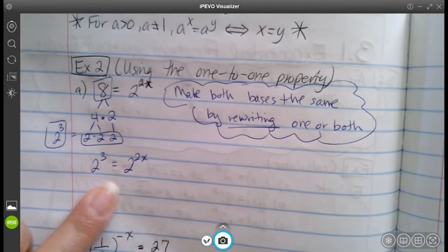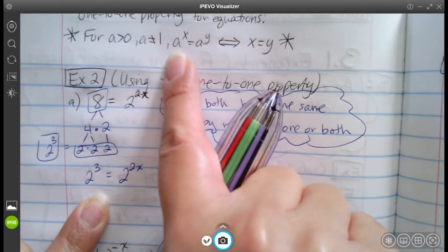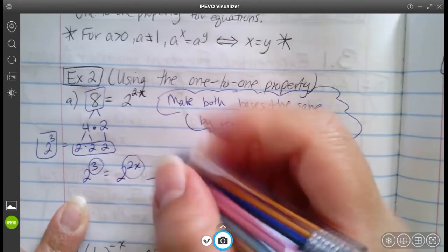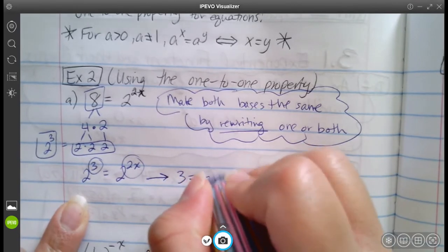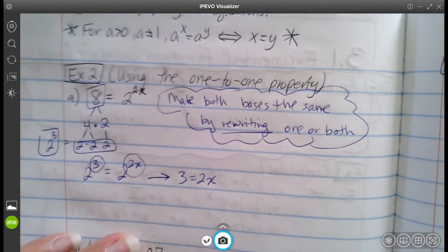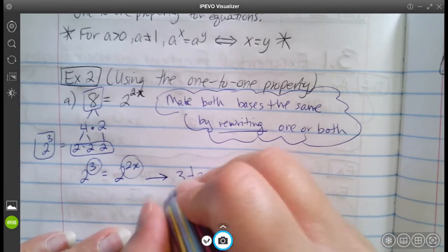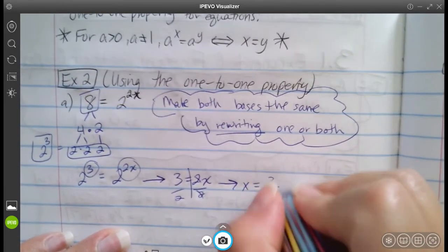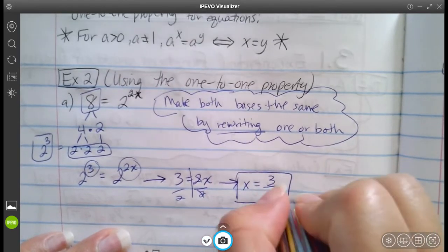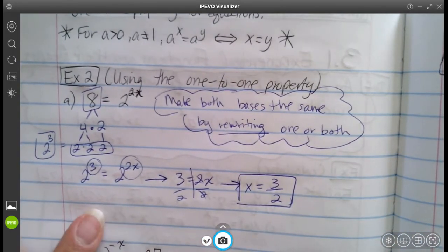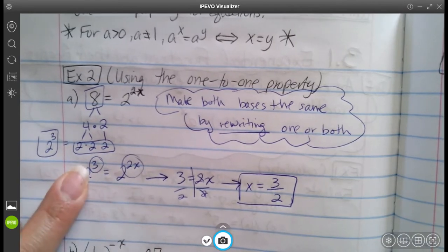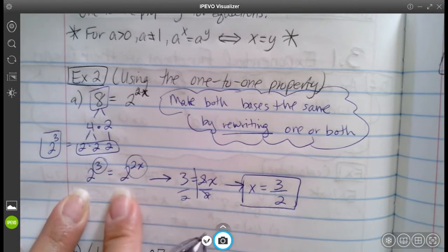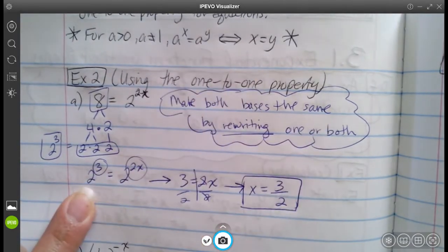Since the bases are the same, I have this one-to-one property here: if the bases are the same, then the exponents should be the same, which means 3 equals 2x is all I have to solve. So divide both sides by 2, and x is equal to 3/2. Easy as that. The way I used to teach in Algebra 2 is I would just cross out the bases and look at the exponents. You could do that too, but essentially the reason this works is this one-to-one property.